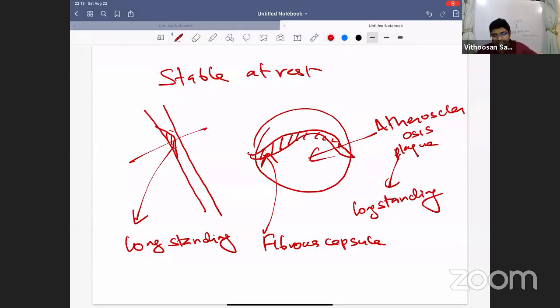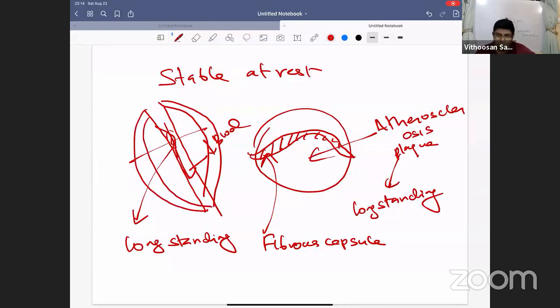So if the plaque is there for a long time, distal to that area there is decreased blood. Since this problem has been there for a long time, what they will develop is new blood vessels like this, to bypass that.